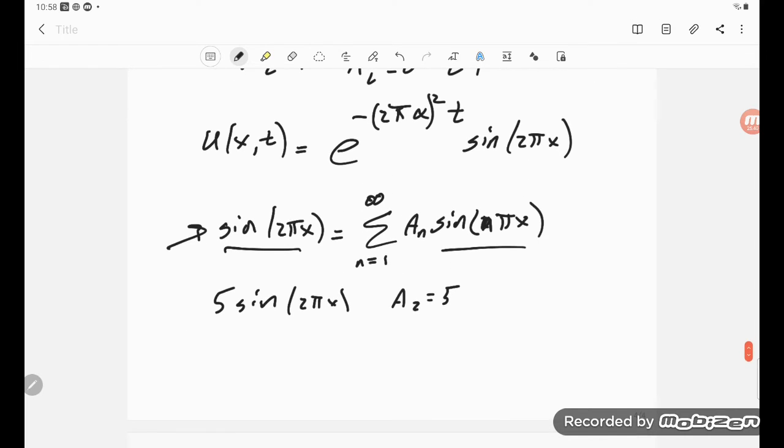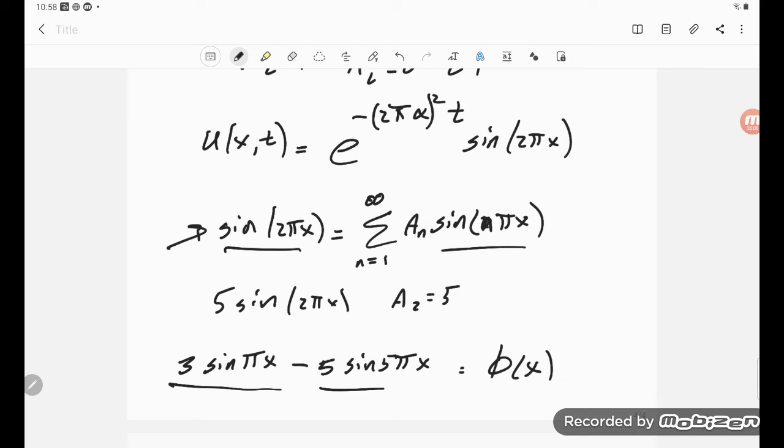Okay, and I could have more of these. I could have a 3 sine pi x, minus, let's go with 5 sine 5 pi x, like that for my initial condition. This is our phi of x. And this would be simple.